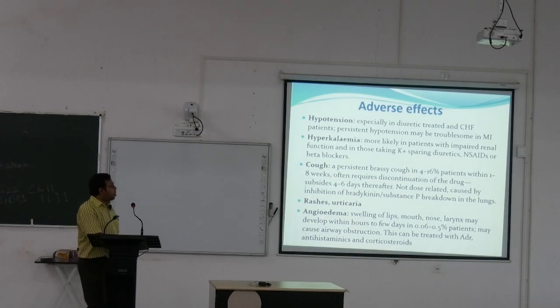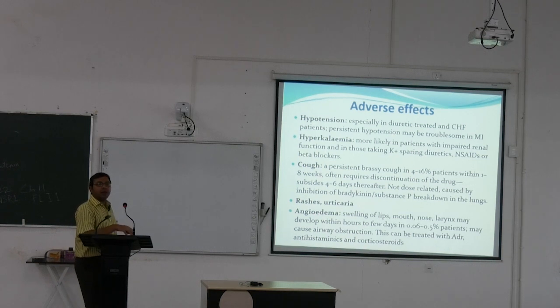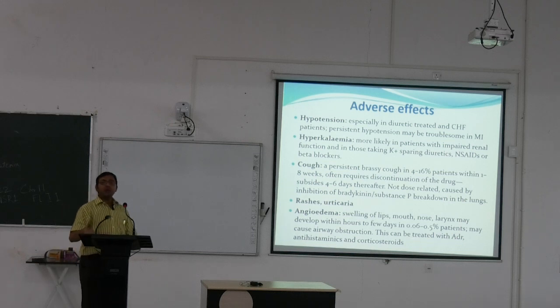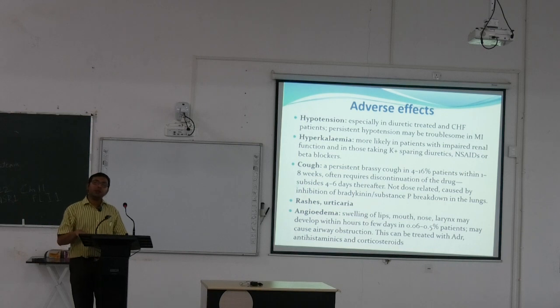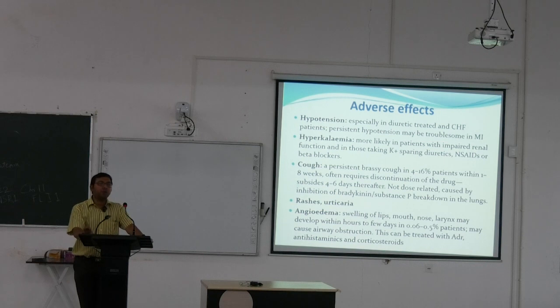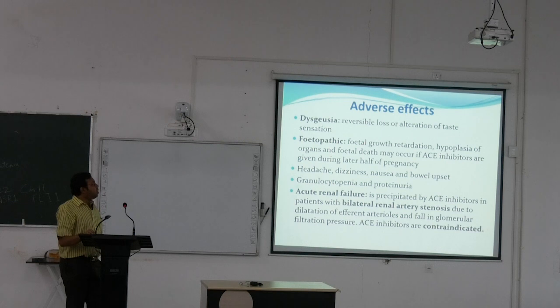Rashes, urticaria and angioedema can happen. Swelling of the lips, mouth, nose and larynx can develop within hours to a few days in very few, 0.06 to 0.5% of the patients. But this is problematic because it can cause airway obstruction. That leads to emergency management. This can be treated with adrenaline, antihistaminics and corticosteroids. So angioedema can happen in a very small percentage of ACE inhibitor patients, but it is an emergency. You have to tackle it with adrenaline, antihistaminics and corticosteroids.